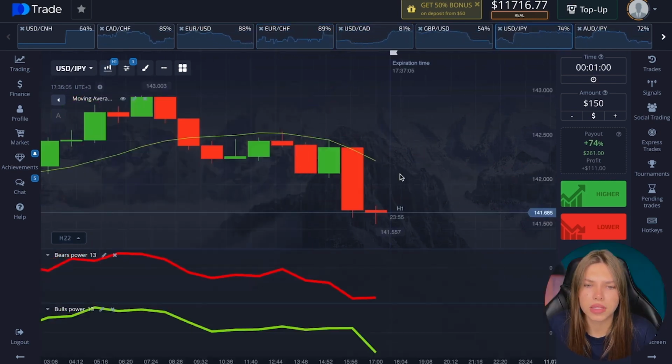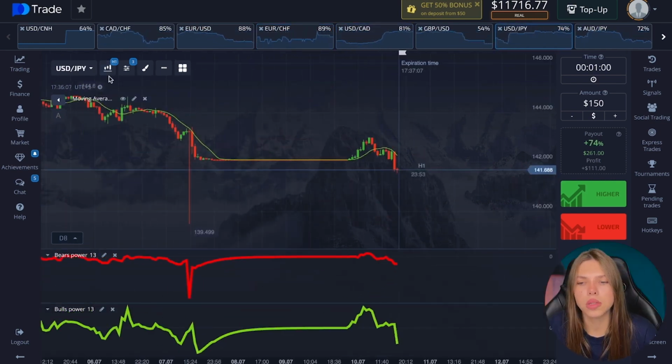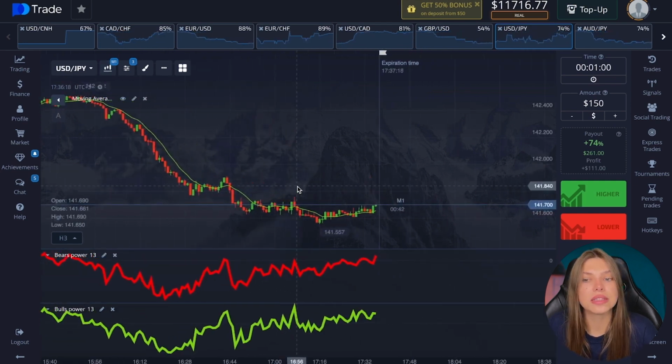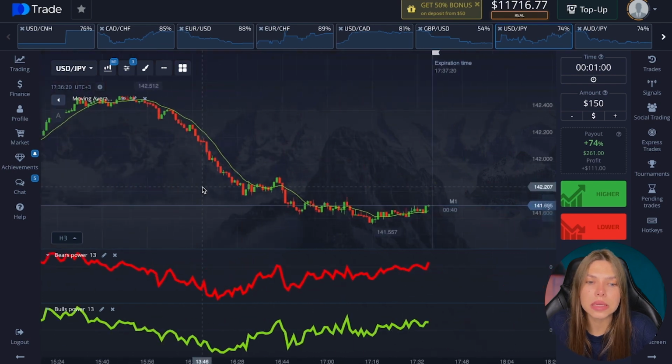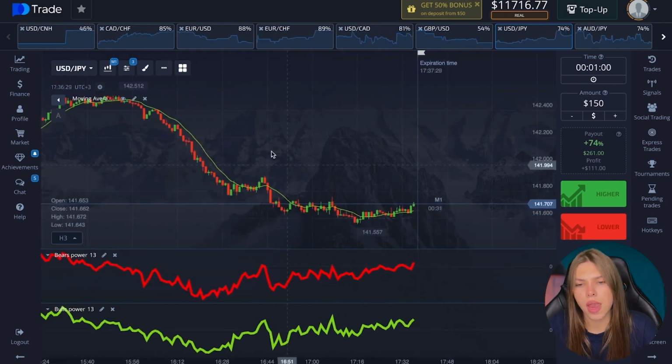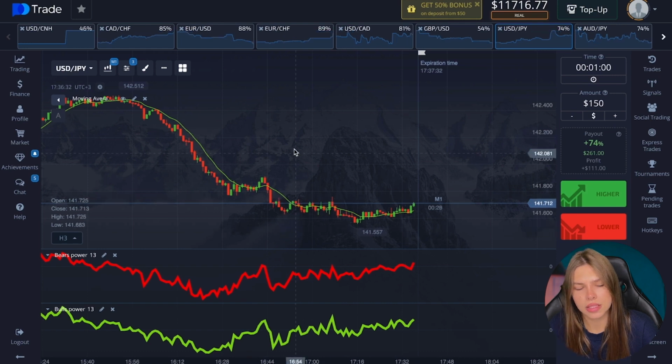Here we have bears above the zero mark, but we also have bulls above zero. But the moving average tells us about a decline, and in principle, a downward trend. Yeah, well, it's difficult here, of course. Here both create a sideways movement. It's difficult to trade.